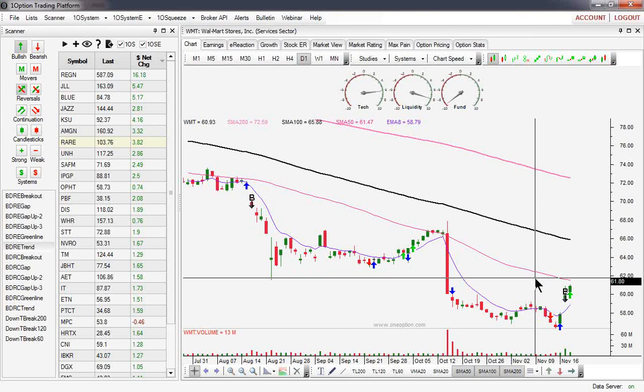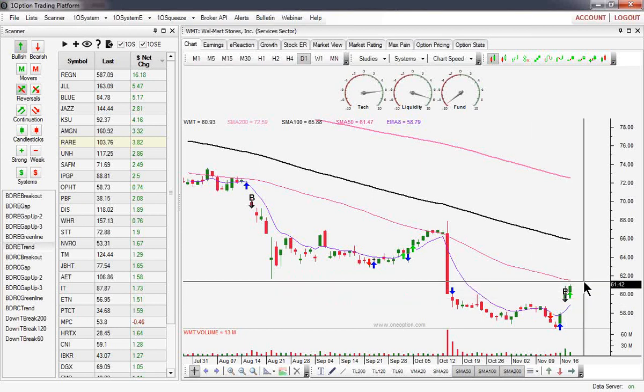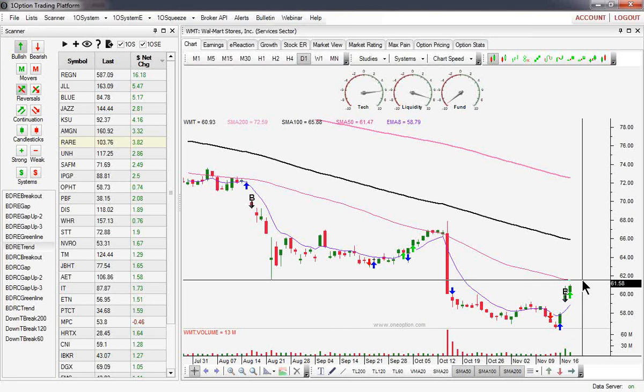Now, if you were into the trade and let's say you were long Walmart today, when it gets up near this 50-day moving average and it starts to compress, that's probably a good time to take some profits, because you're running into a definite resistance.